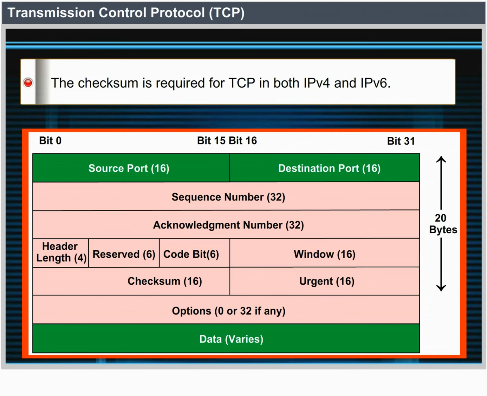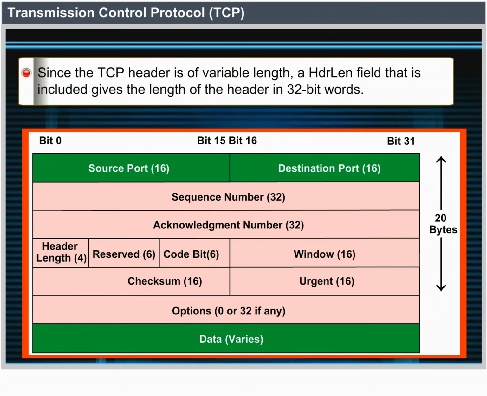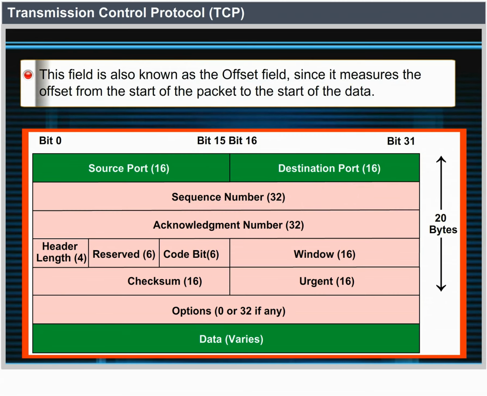Since the TCP header is of variable length, a HDR-len field is included that gives the length of the header in 32-bit words. This field is also known as the offset field, since it measures the offset from the start of the packet to the start of the data.